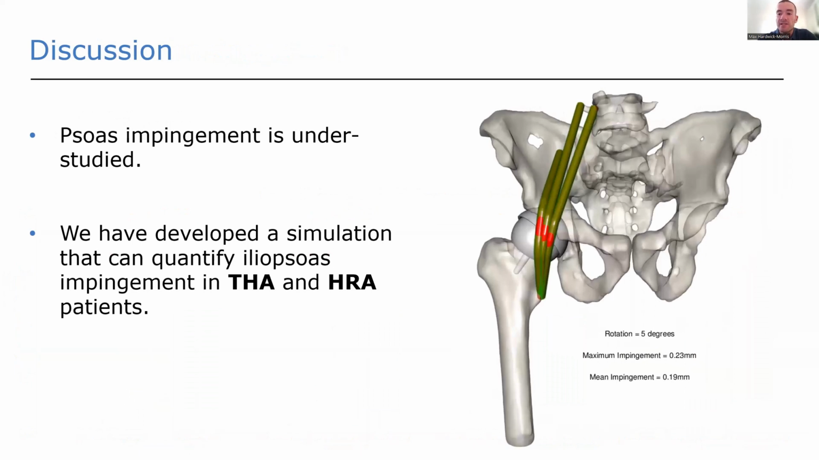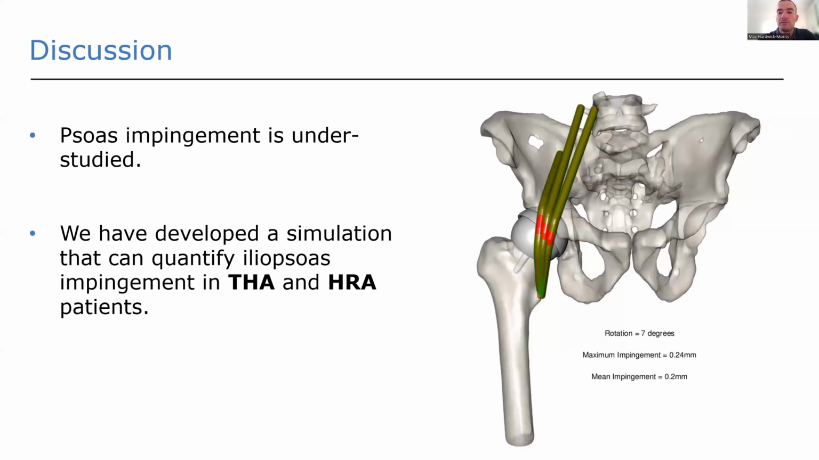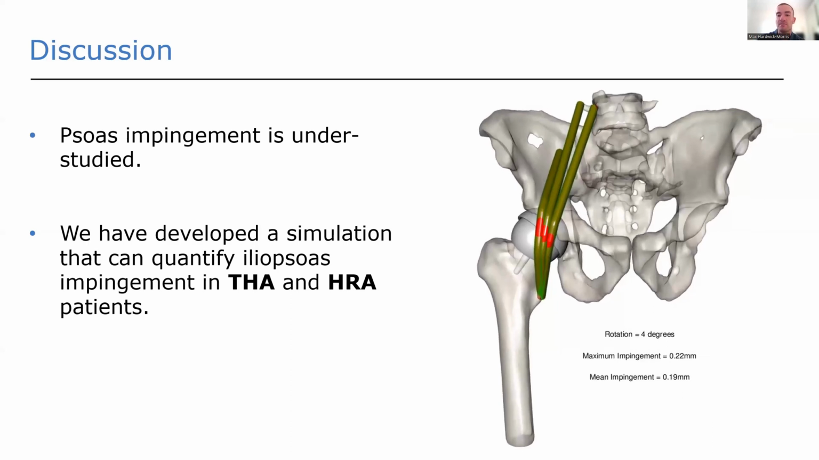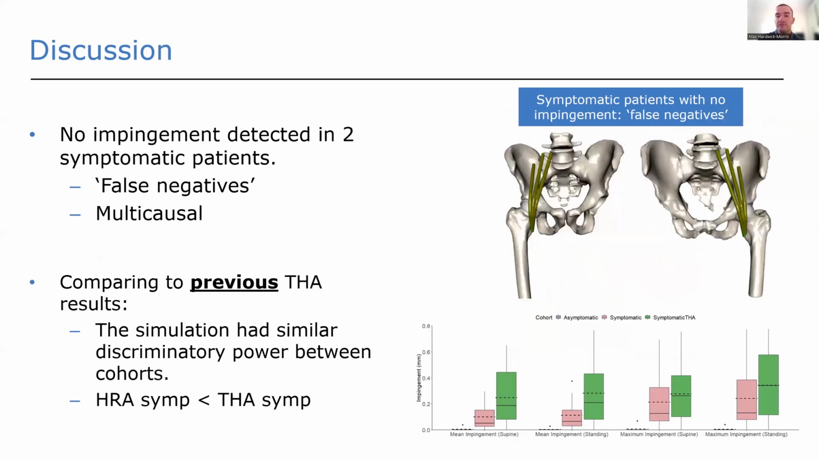So, psoas impingement and tendinitis is understudied, particularly from a standpoint of computational modeling. We have now validated a novel simulation for detecting iliopsoas impingement in total hip and hip resurfacing patients in case-controlled studies by quantifying the impingement observed in patients who have been diagnosed with psoas tendinitis and patients who didn't have psoas tendinitis. The most significant findings of this study were the significant differences in impingement values between symptomatic and asymptomatic cohorts, which showed that the simulation is able to distinguish between hip resurfacing patients who did and did not have psoas tendinitis.